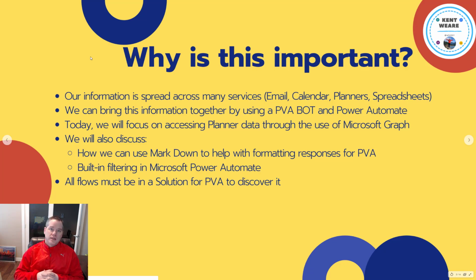Okay, so why is this content important? This slide looks very similar to the one from last week, but there are a few subtle differences. Naturally, our information is spread across a lot of different services. Could be our email, a calendar, planners, spreadsheets, team sites, you name it. So how can we actually bring all of this data together? Even though Office 365 does a good job of centralizing a lot of this data, how do we actually get it and make it available so that we have it at our fingertips?